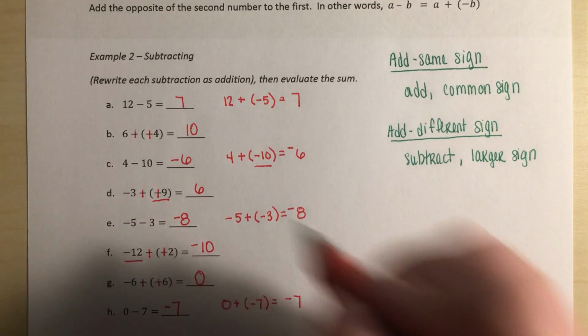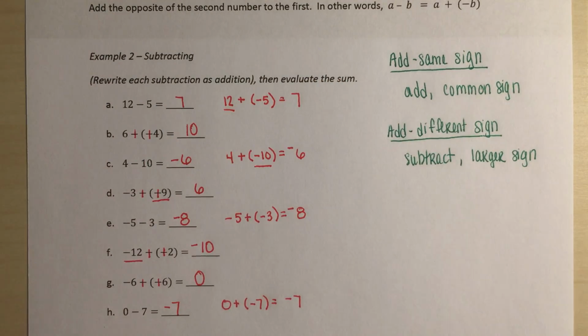So again, as we're going through these, same signs we add, different signs we subtract. Then we make sure we choose the sign in our answer accordingly, based on our same rules that we saw in the previous section for addition.